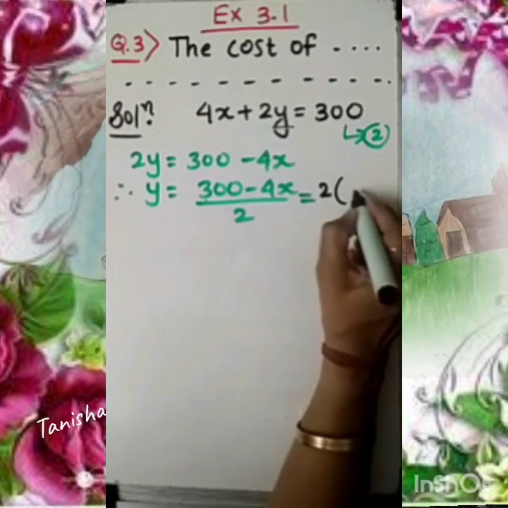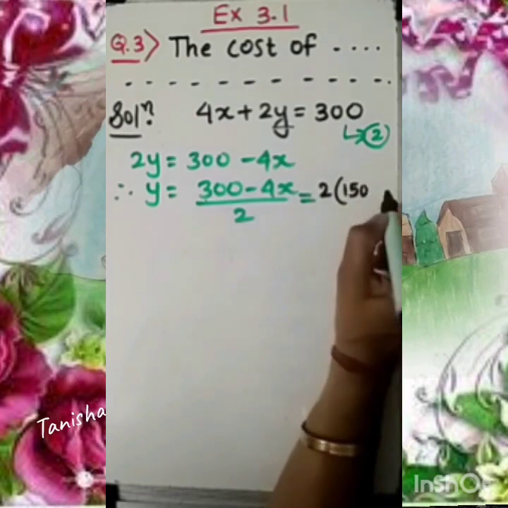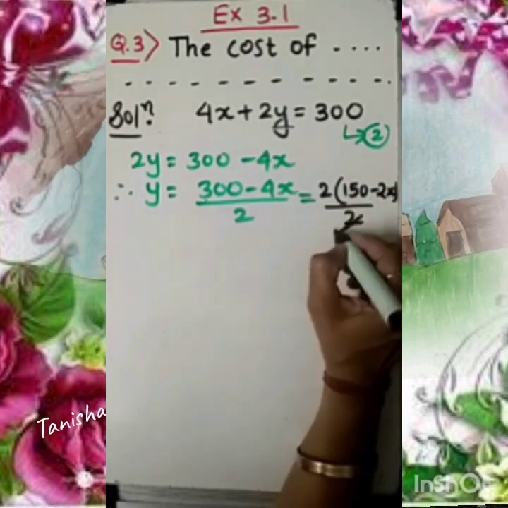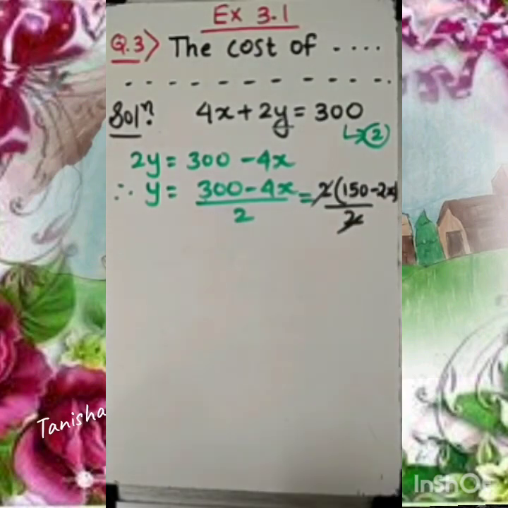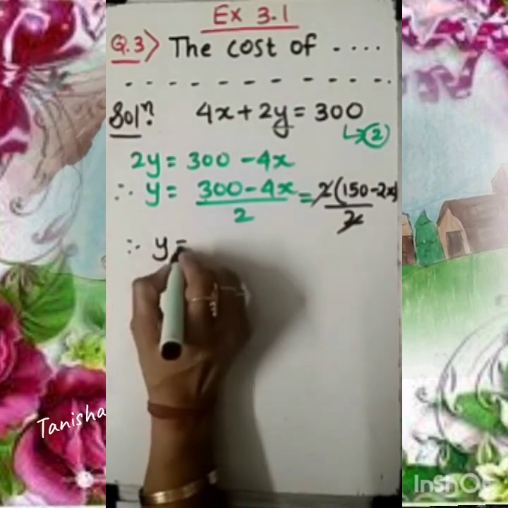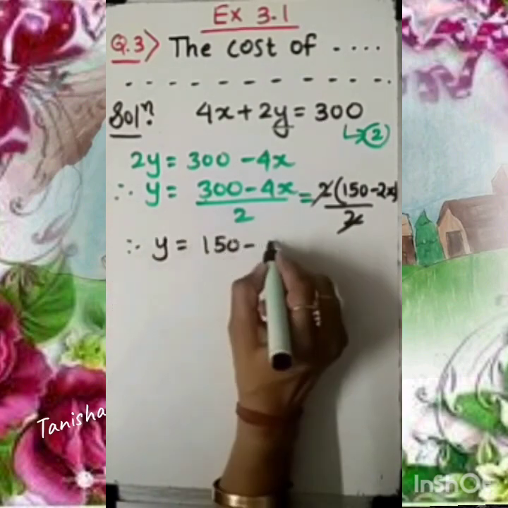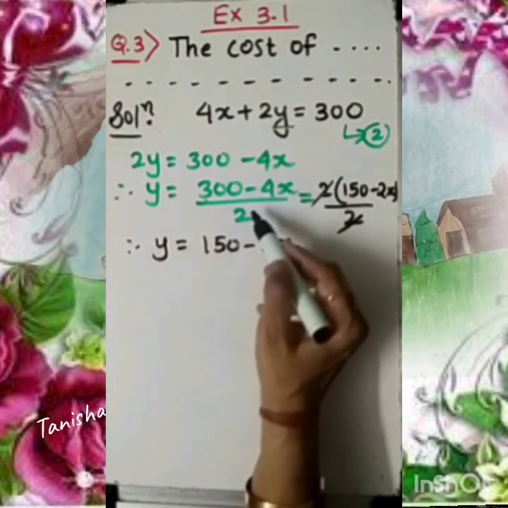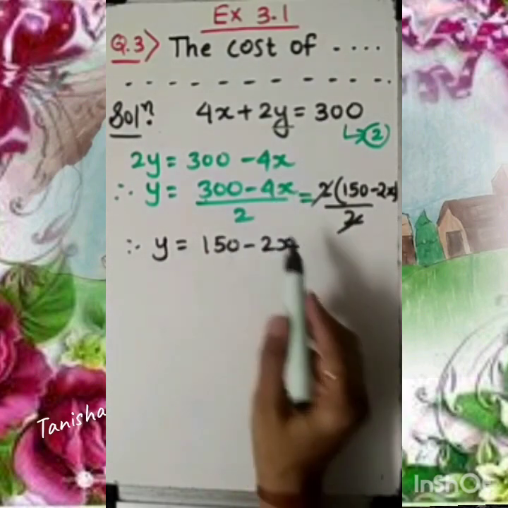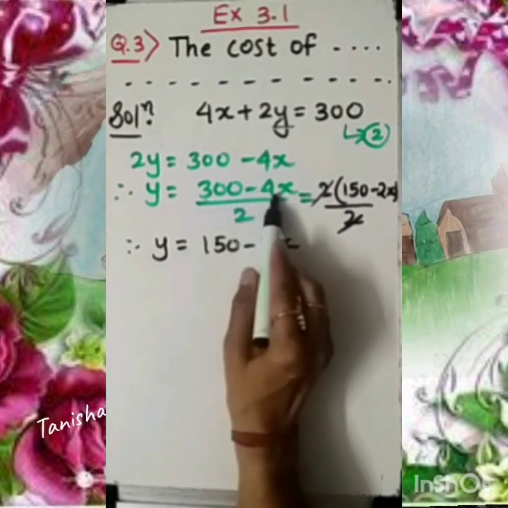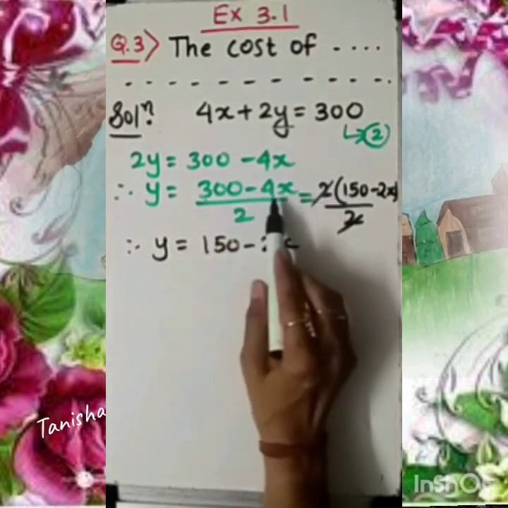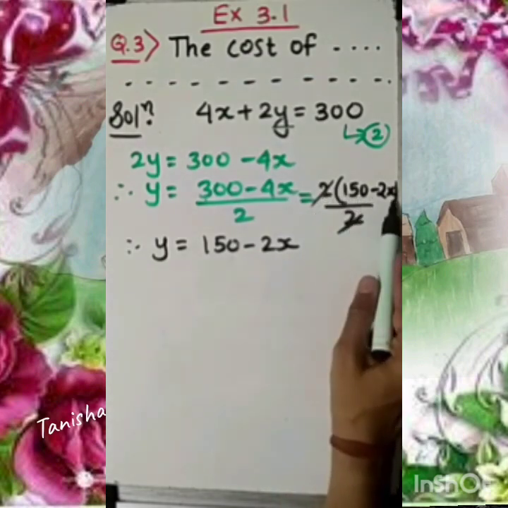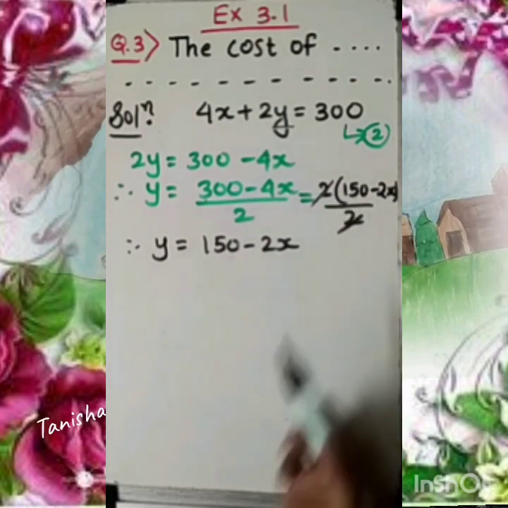If I take out 2 common, then I will have here half of 300, 150, and this will become 2x, and 2 is already there. It will be cancelled. So it means that the value of y with us is 150 minus 2x this way. Don't cancel it directly this way. It is not allowed. What we have to do, the technique is take out common from both of these terms. Whatever is common, according to that rest of the thing you put it over there and note down this.